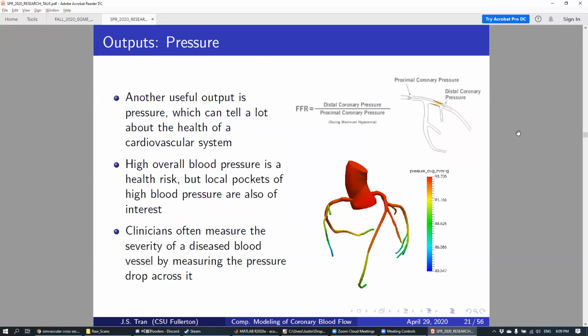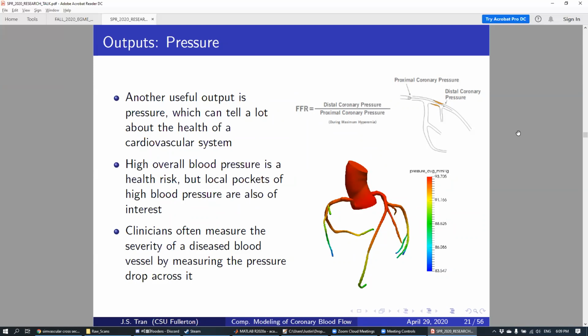And the second useful quantity that we often look at is the pressure. This is basically your blood pressure. There's a reason you can go to CVS, and maybe not nowadays, but before, and measure your blood pressure, because it's a really important indicator for your cardiovascular health. High blood pressure is often a health risk, so that's obviously something important to know. But there can also be a lot of other small things. If you have small pockets of high blood pressure in your body, that could be interesting for doctors to know as well.